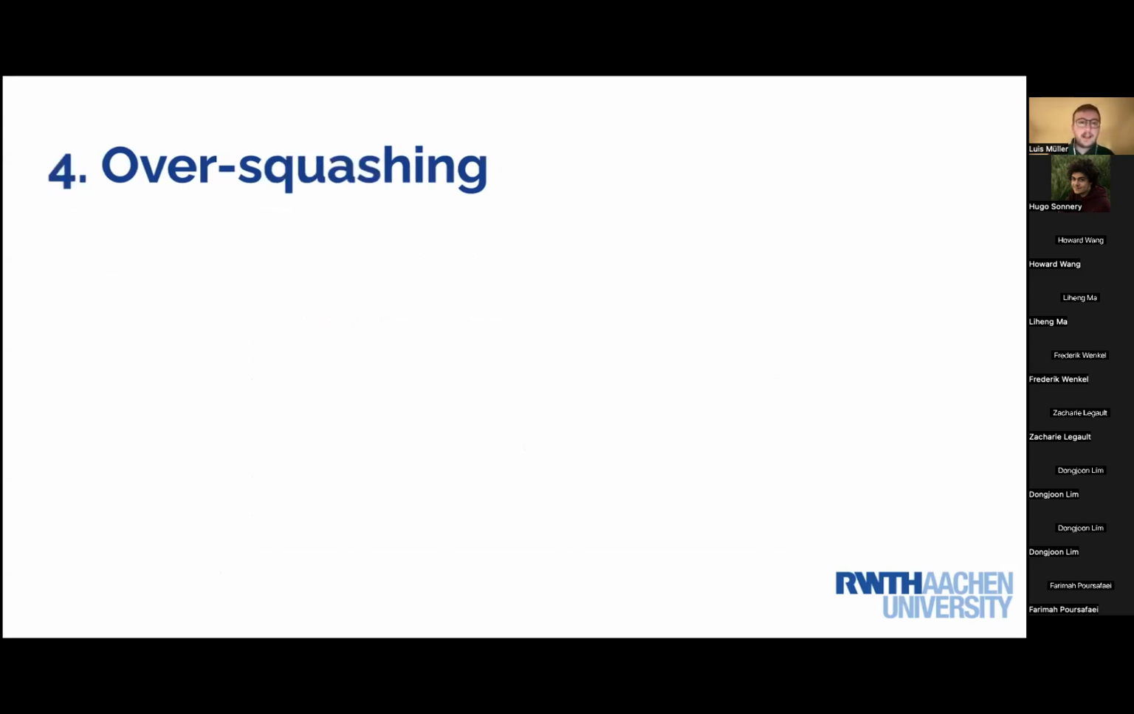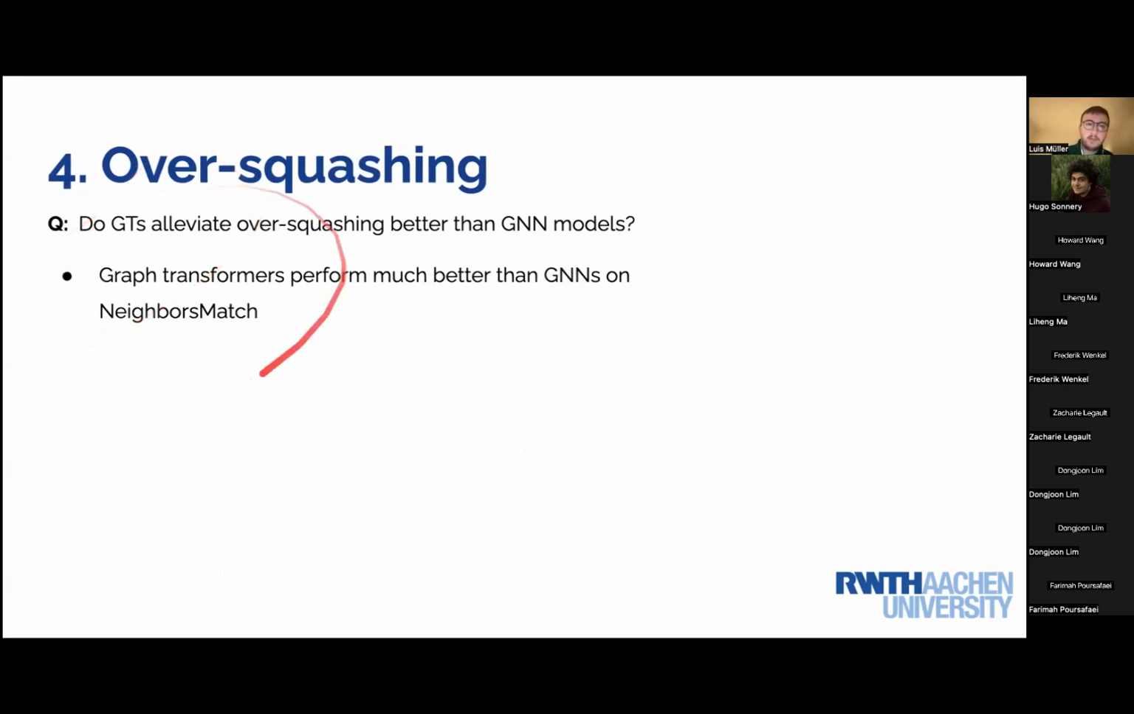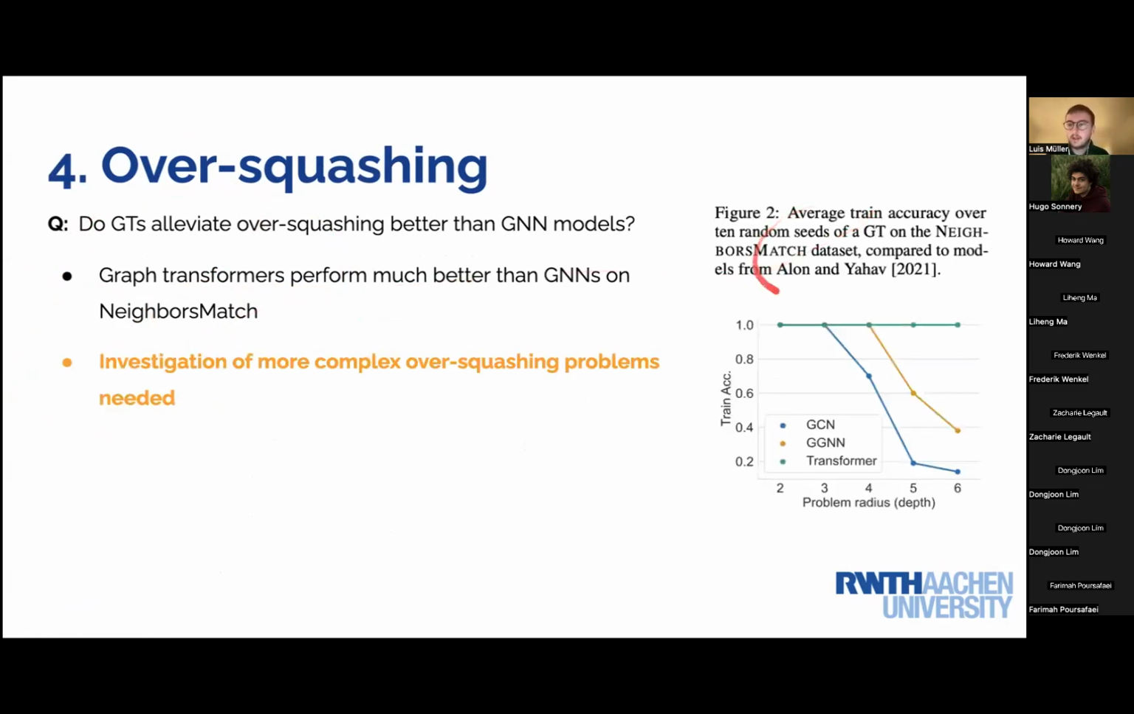And the last one is regarding the oversquashing. We did this very simple. I told you in the beginning about the neighbors match problem. This was the exponentially growing tree, and we just evaluated this ourselves. Here in green, you see the transformer, and basically our findings are, as we increase the depth, the transformer continues to perform very well in this task, whereas the GNNs start to fail up to some depth, which is an extension of the results from this original paper to transformers.